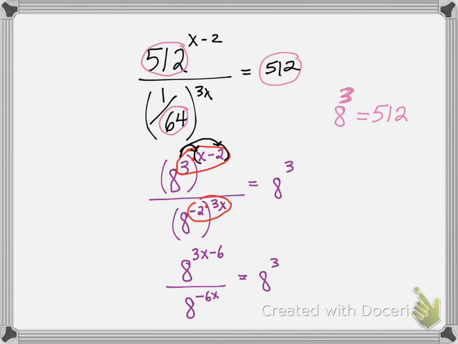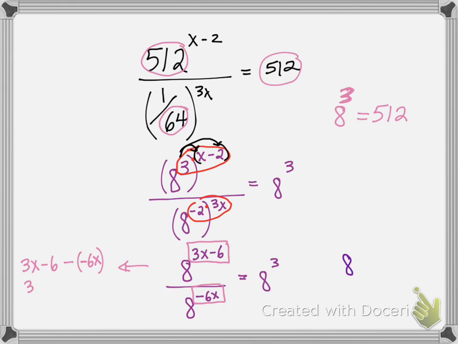So on the left-hand side of my equation here, I can use the division rule of exponents that says if they have the same base, the base is still 8, right? All I have to do is subtract my exponents. So I need to take 3x minus 6, and I need to subtract that from negative 6x. So let's write that to the side over here. So 3x minus 6, I need to subtract that from negative 6x.